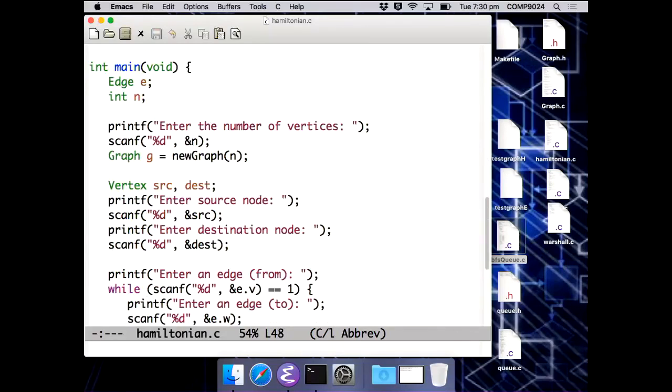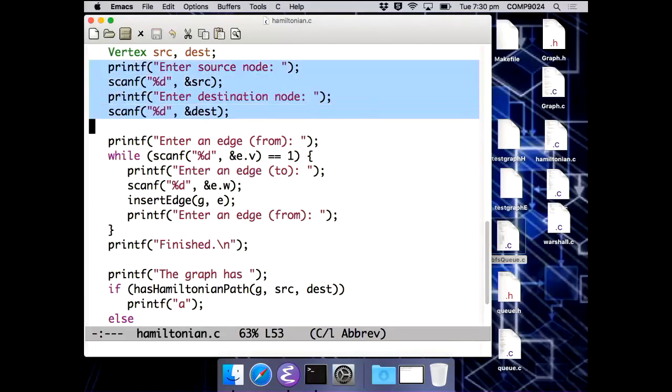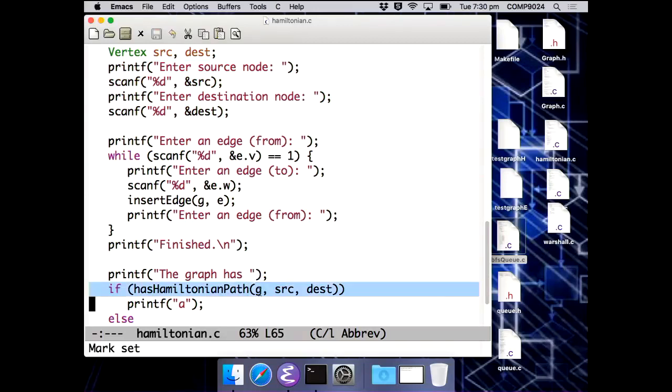And this program here now allows you to input an arbitrary graph. It asks you for all the edges, but before that it asks you for the source and destination for the Hamiltonian path. And then it outputs whether or not the graph has a Hamiltonian path. There's one particular example that I've put here.